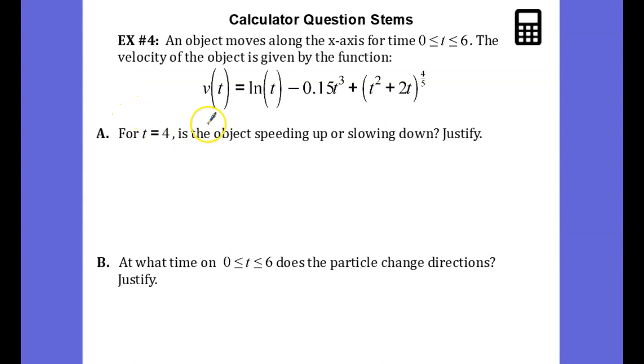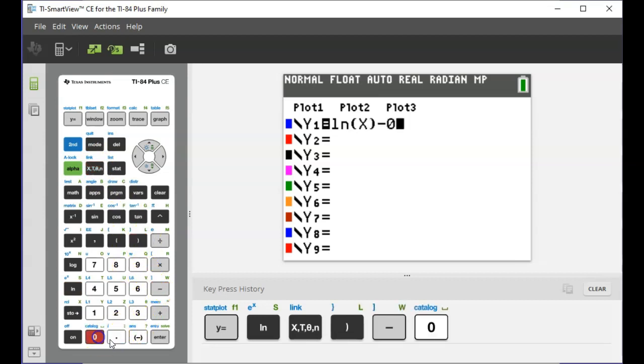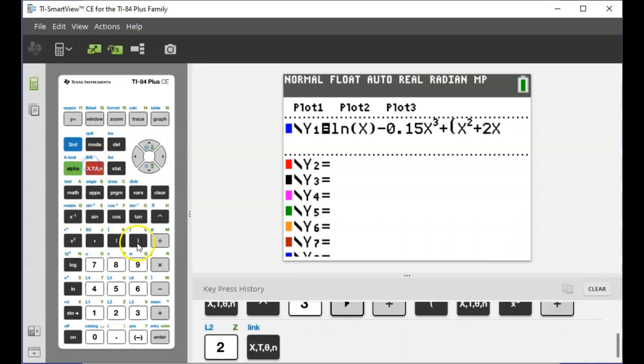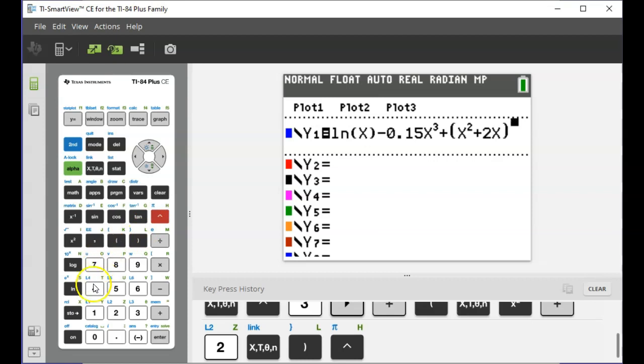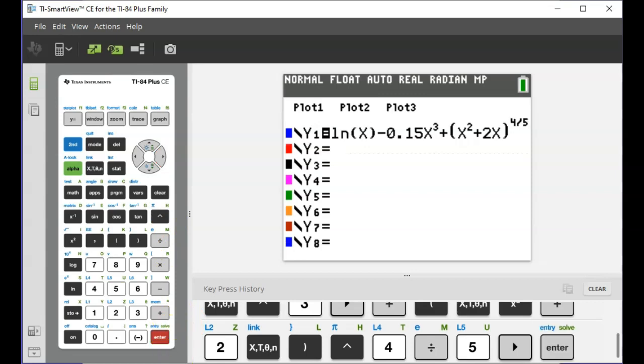So here we have a velocity function, natural log of t minus 0.15 t cubed plus t squared plus 2t quantity to the 4/5 power. So let's go ahead and enter this expression into our calculator. We'll go to y equals, and we'll type in natural log of x, close parentheses, minus 0.15 x cubed plus, open parentheses, x squared plus 2x, close parentheses, to the 4 divided by 5, and there's our velocity function. Let's go back and see what they want us to do.